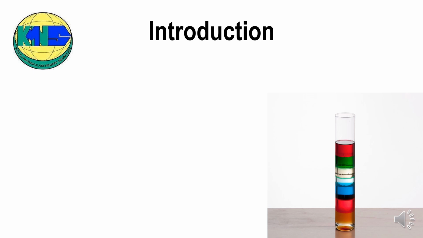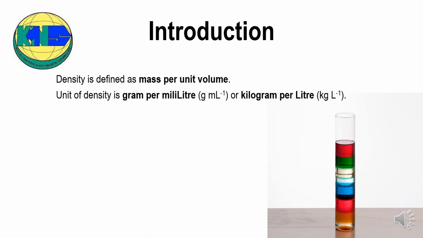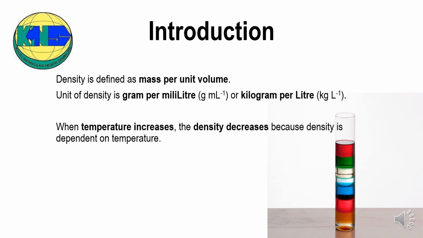First question that we need to ask ourselves, what is density? Density is defined as mass per unit volume. The unit of density is gram per milliliter or kilogram per liter. When temperature increases, the density decreases because density is dependent on temperature.